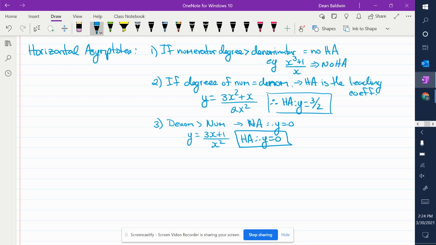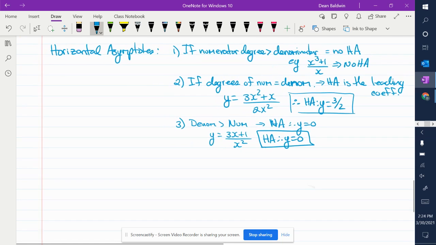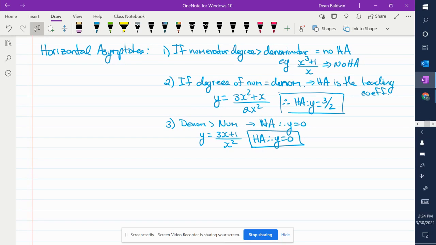Okay. The reason those rules work is because a horizontal asymptote has this definition. The limit as x goes to plus or minus infinity equals some constant. So to figure out the horizontal asymptote, you look at what the function does as your x values get really, really big or really, really small. Okay?